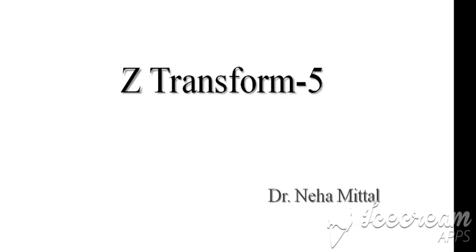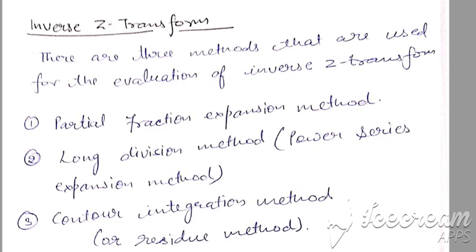This is lecture 5 of Z transform, and in this video I am going to discuss how to find out the inverse of Z transformation. There are three methods that are used for the evaluation of inverse Z transform. One is partial fraction expansion method, long division method, also called power series expansion method, and contour integration method or residue method. Now, first of all, we will discuss partial fraction expansion method to find out the inverse Z transform.